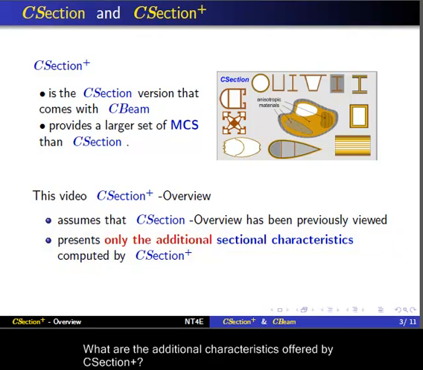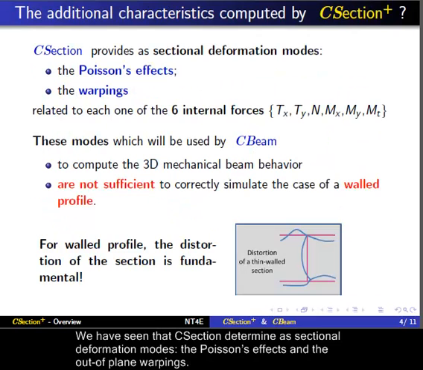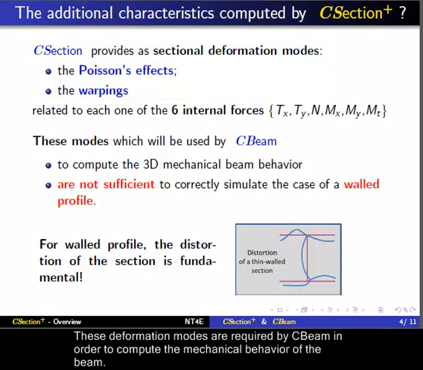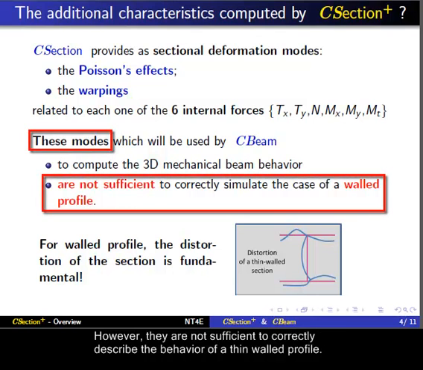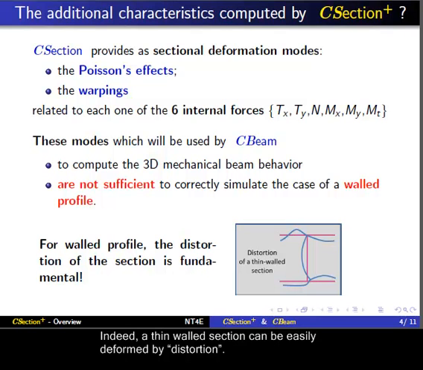What are the additional characteristics offered by CSection Plus? We have seen that CSection determines as sectional deformation modes the Poisson's effects and the out-of-plane warpings. These deformation modes are required by CBeam in order to compute the mechanical behavior of the beam. However, they are not sufficient to correctly describe the behavior of a thin-walled profile. Indeed, a thin-walled section can be easily deformed by distortion.